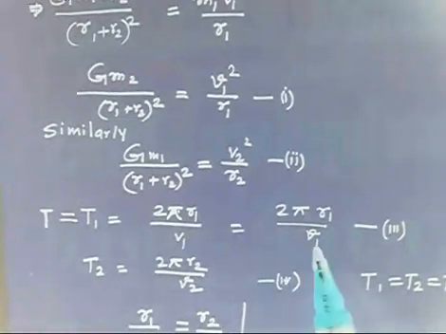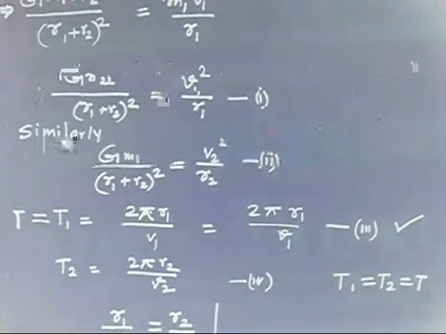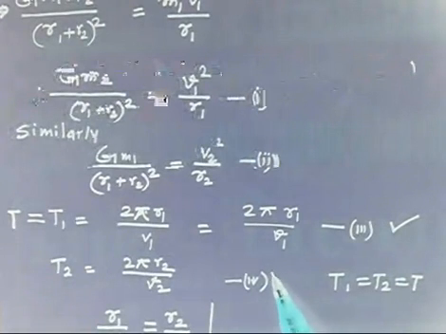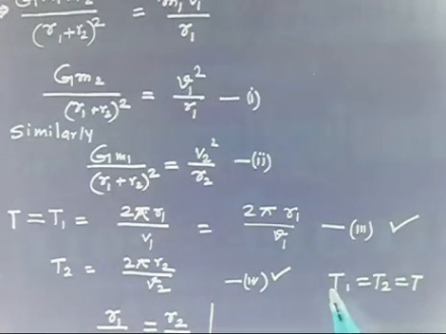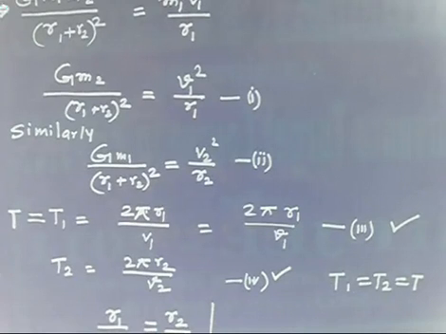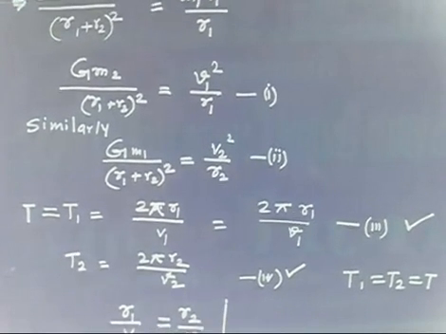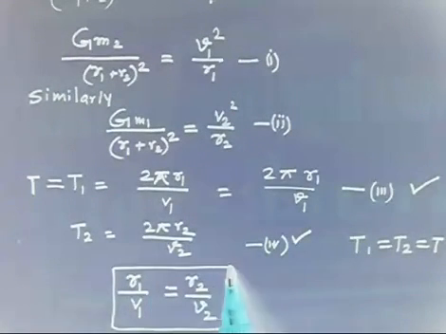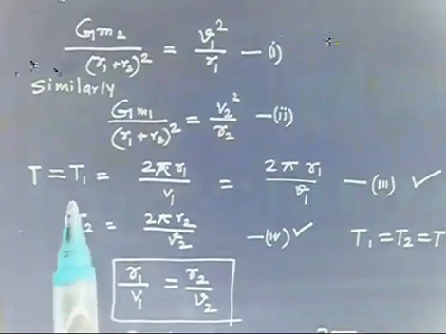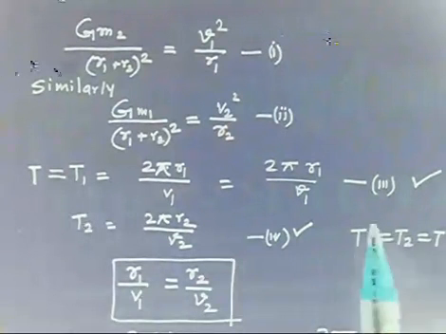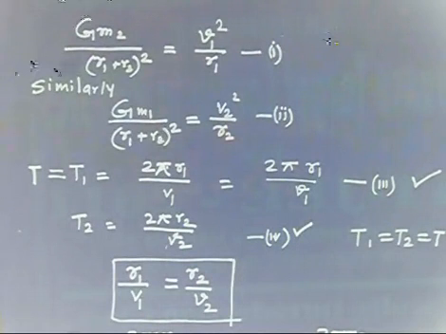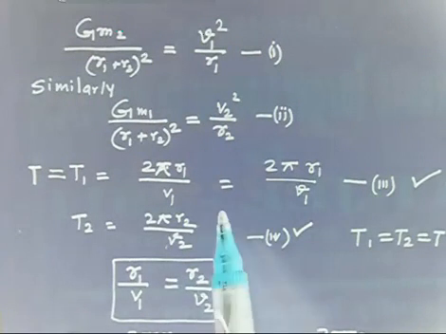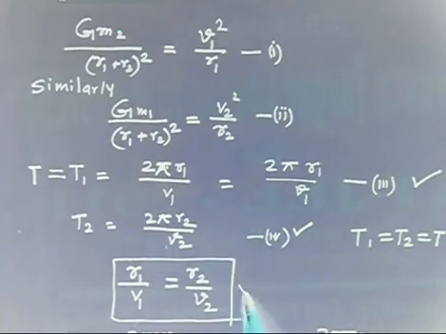So you see here, this is 2 pi r1 by v1 for the time period. For the second, T is equal to 2 pi r2 by v2. And both T1 equals T2 equals capital T. Now basically I don't need this result. If this time period is equal to that time period, then r1 by v1 is equal to r2 by v2. So both time periods have to be equal, so I will get an extra result, that r1 by v1 is equal to r2 by v2. I do not need this result, so let us cancel this one.